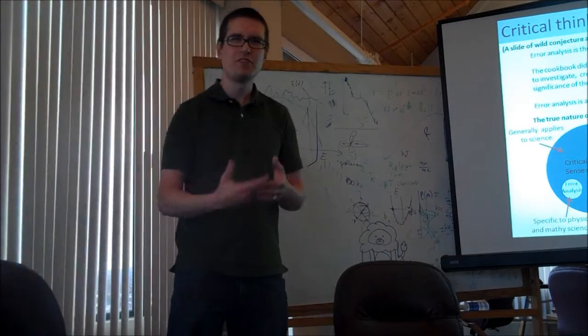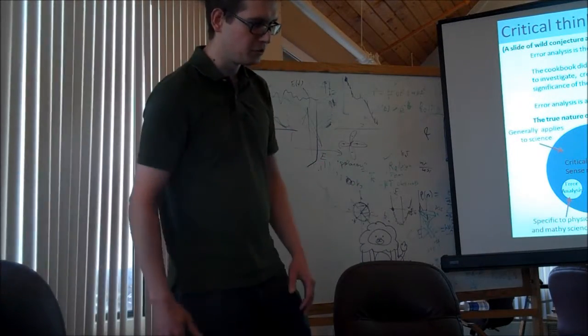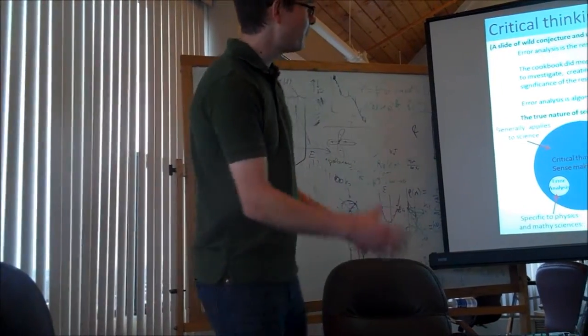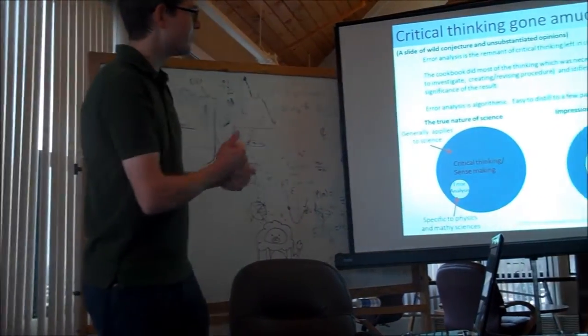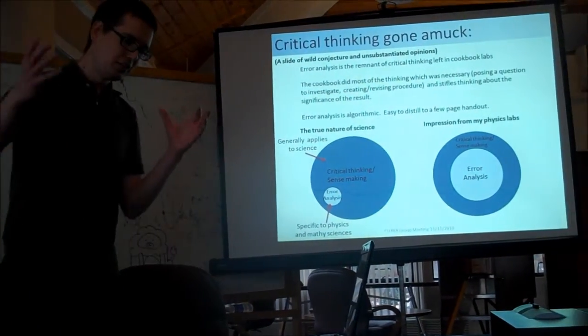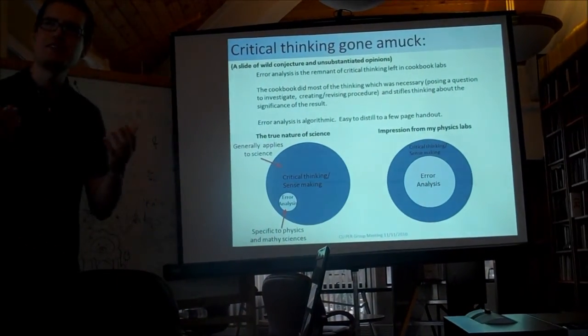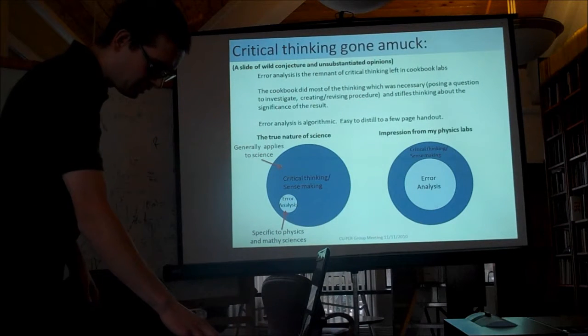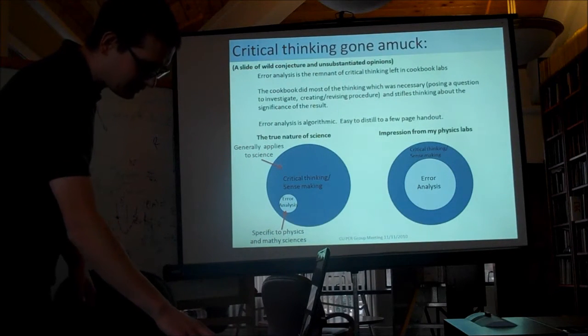Well, I think it's just because it's sort of algorithmic. You know, there's cute formulas for doing things, and you can just put it in a handout. So kind of the impression I got from my undergraduate class was that error analysis was sort of the key to this whole scientific reasoning. You know, how do you do an experiment? Good error analysis. But I don't really think that's the case.